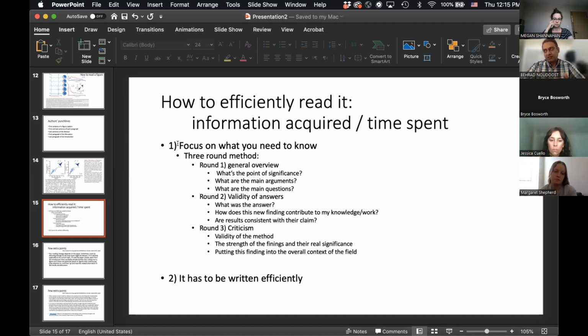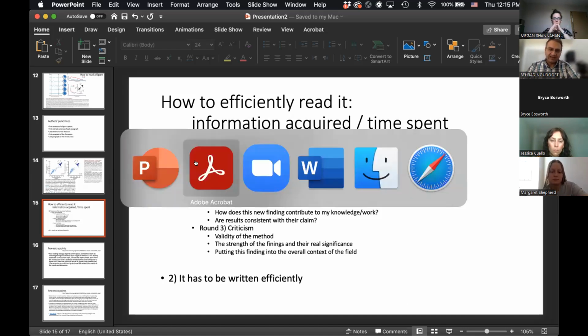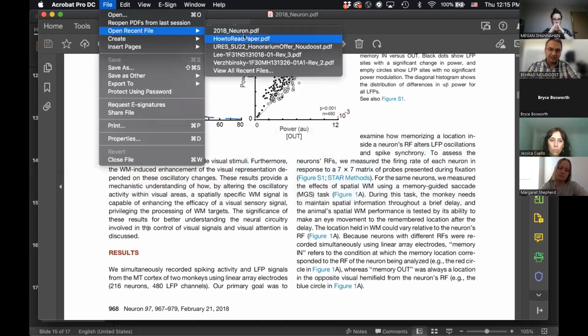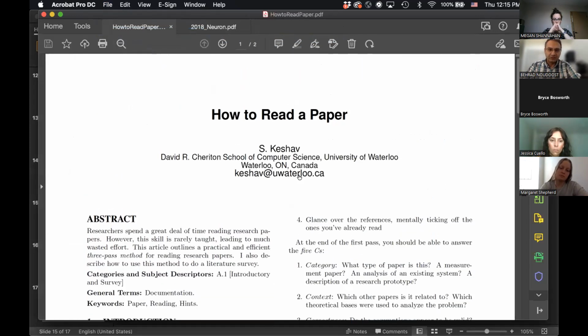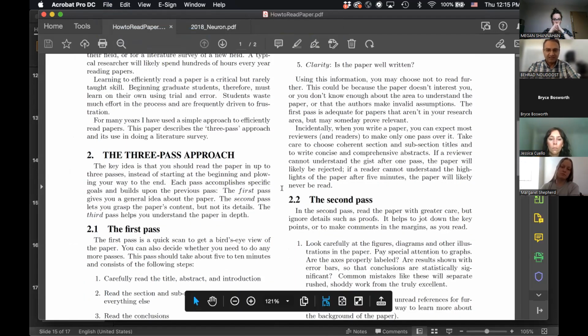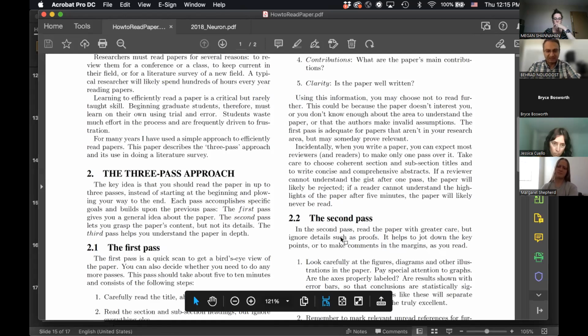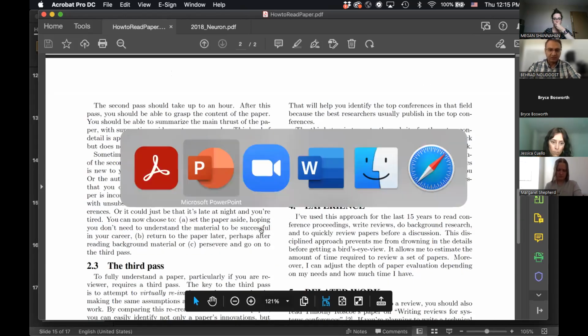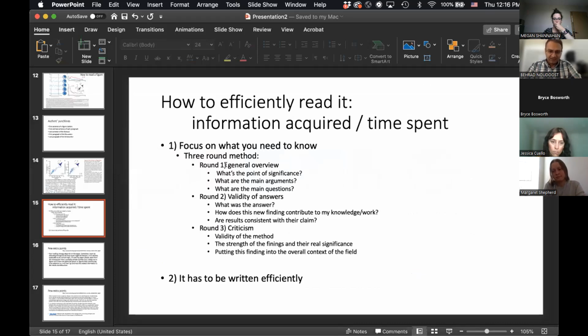But as a general reading skill point, there is a 3-round method that I actually asked Stephanie and Megan to share with you, how to read a paper. It tells you the 3-pass approach: first pass, having a general overview; second pass, more details; and third pass, the critical thinking part. So basically in round 1, you want to find the punchlines, the point of significance, main arguments, main questions. And what I told you about the punchlines is usually used for this round 1, to give you the general overview.